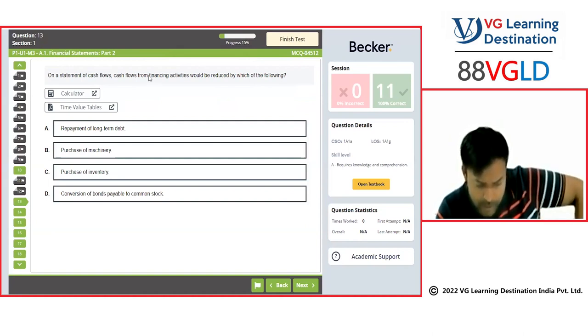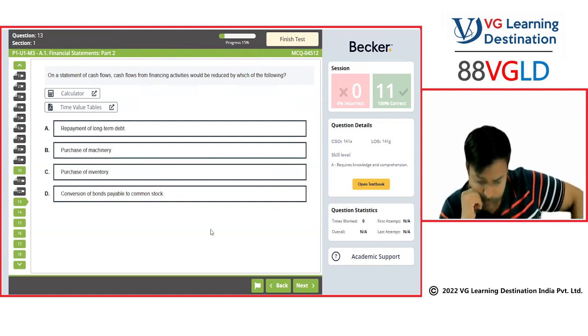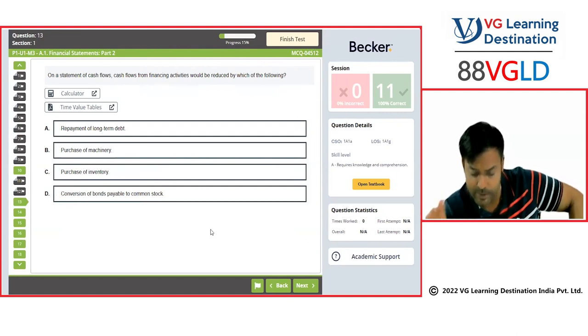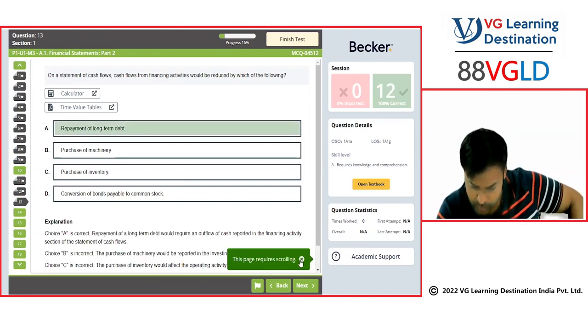Okay. On a statement of the cash flows from the financing activity would be reduced by which of the following? Should D not be the answer, everyone? Should D be the answer, John? No, D will not be the point because it is correct, Riddhi. It is going to be non-cash item. Conversion of the bonds paying the common stock. That's why D is not the answer. Answer should be A in that case. A, guys, cash inflow, cash outflow? Cash outflow. Correct. John, are we good?